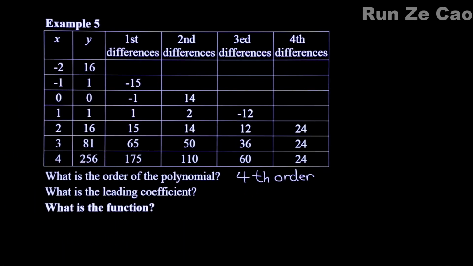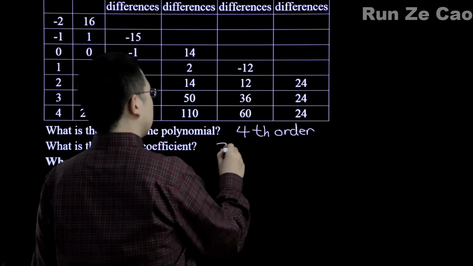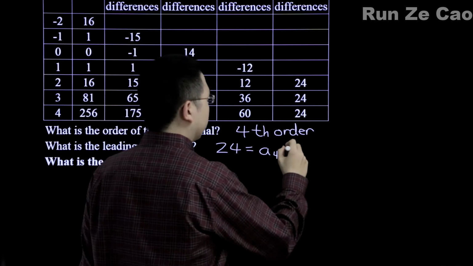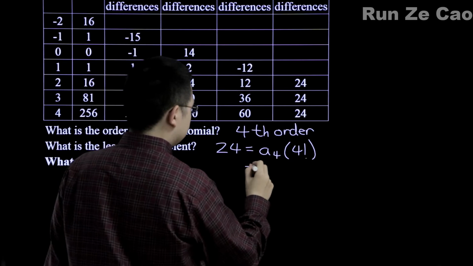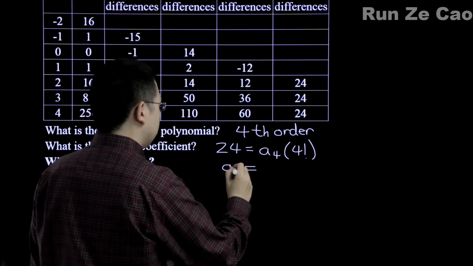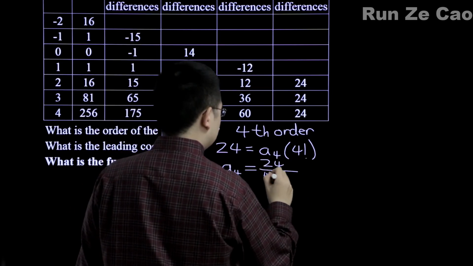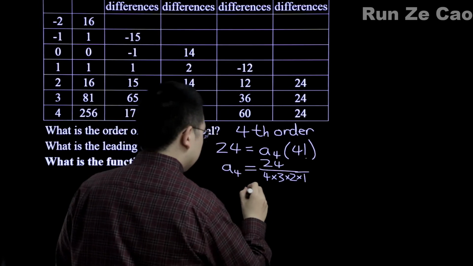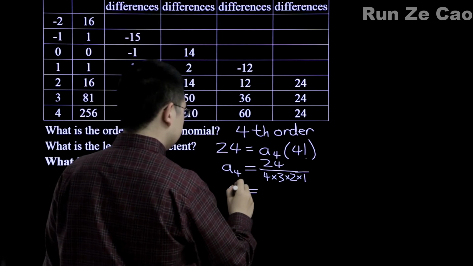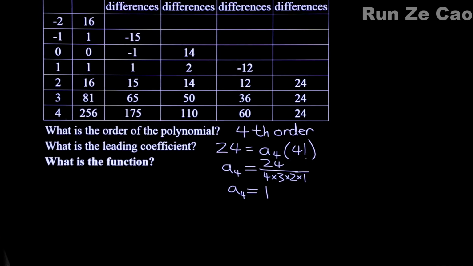What is the leading coefficient? Well, we know that the fourth difference is 24, equal to a subscript 4 times 4 factorial. So a subscript 4 is equal to 24 over 4 times 3 times 2 times 1. So this is equal to, a4 equals 1. Okay. So we have the leading coefficient.